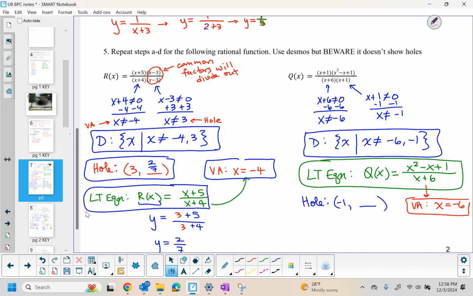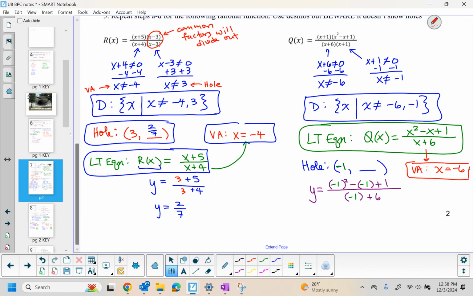So I'm going to try putting in y equals, and I will put -1 in for every single x. So I'm going to put -1 in for every single x. This one's a little more complicated. So -1 squared is just 1. Minus -1 becomes +1. And then -1 plus 6 is 5. So this gives me 3 over 5 for the y value of the hole or discontinuity.